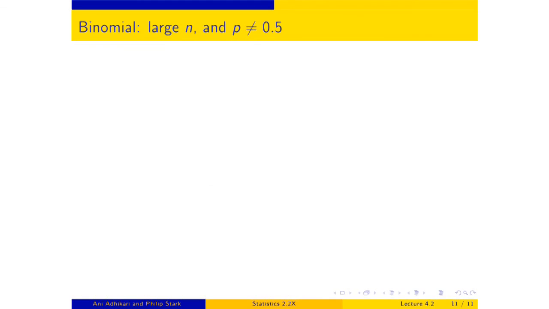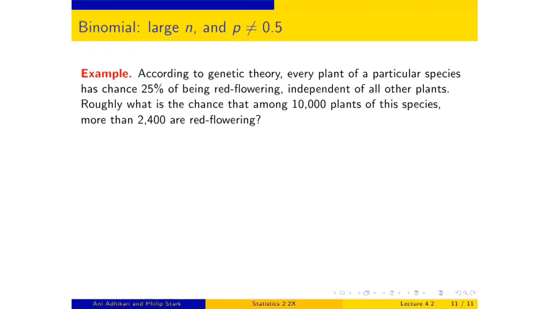And this is an example that you've seen before, at least you've seen the setting before. You've got a genetic theory that says that in a species, the plants are red flowering with chance a quarter, independent of all other plants. And you've got lots of plants of these. You've got a field full of them, 10,000 of these. And you want the chance that more than 2,400 are red flowering.